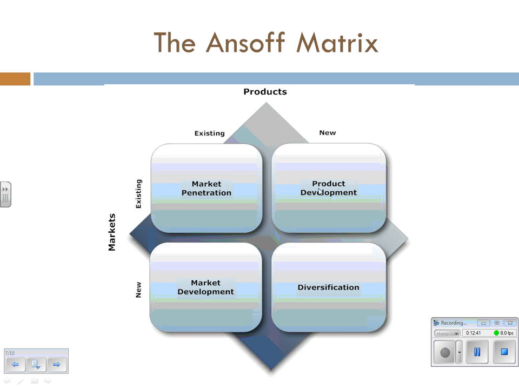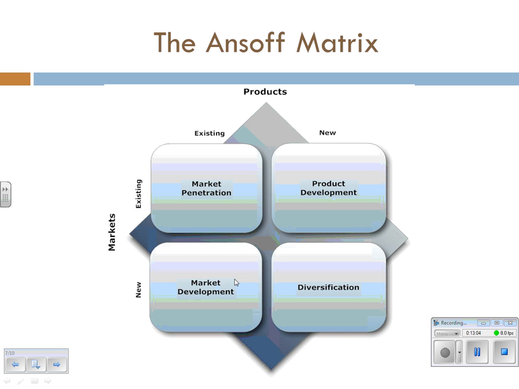We look at the top right box, product development. Well, that's an existing market, but making the product better. So that would be, following on from the Apple example, the iPhone 4 to the iPhone 5. Isn't it? It's developing a new version, a new range of an existing product.